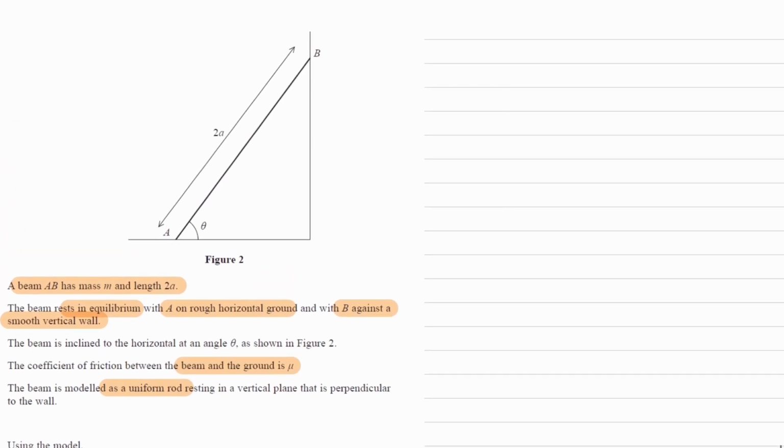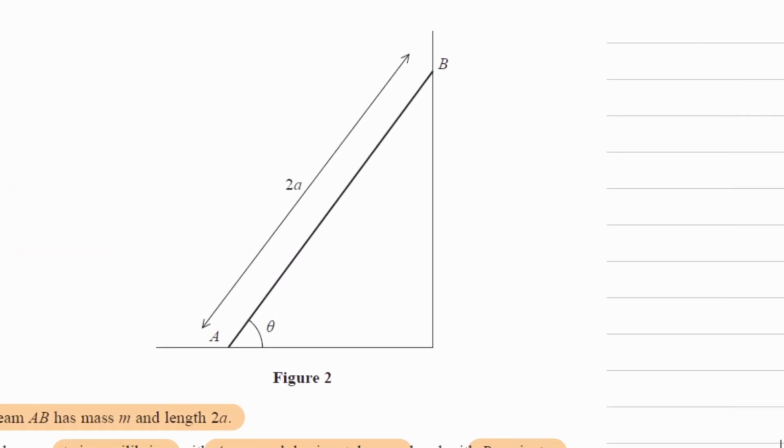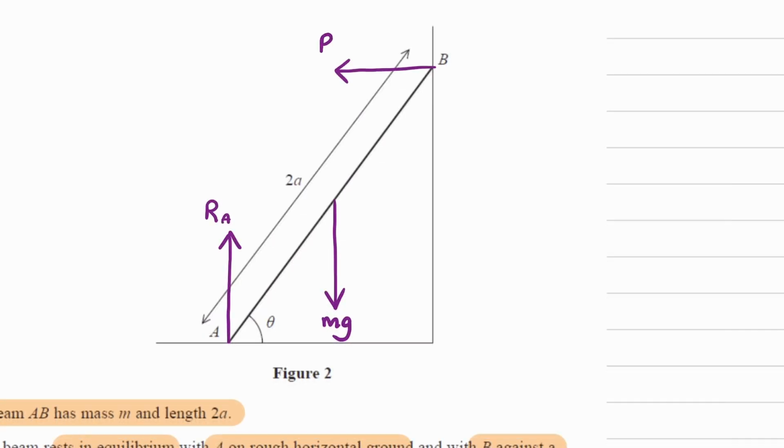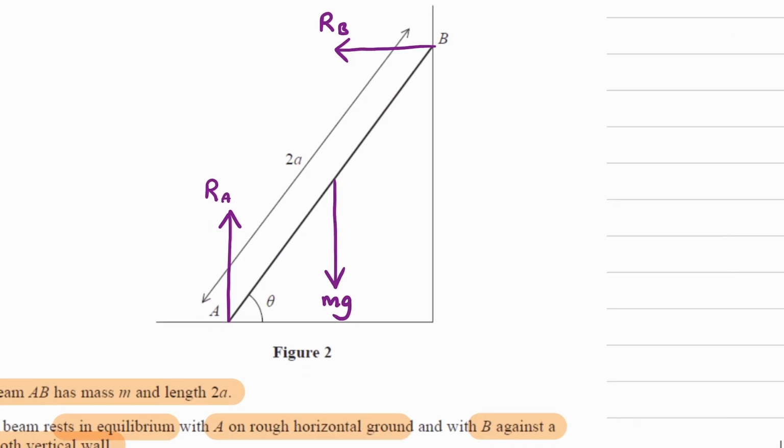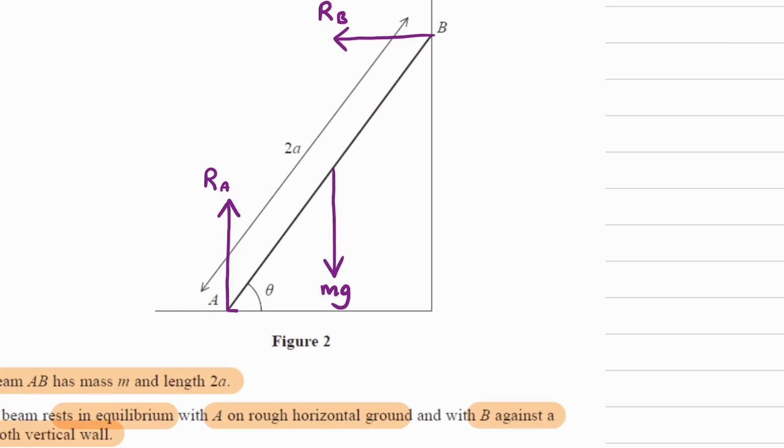So let's start by drawing a force diagram. It's uniform, the mass is m, therefore the weight of mg will be in the middle. We have two reaction forces, one at the ground, one at the wall. Let's call the one at the ground Ra and the one at the wall Rb. And then we will have a frictional force as well. The frictional force will act towards the right to stop the ladder from sliding down the wall. Alright, so there's our force diagram.